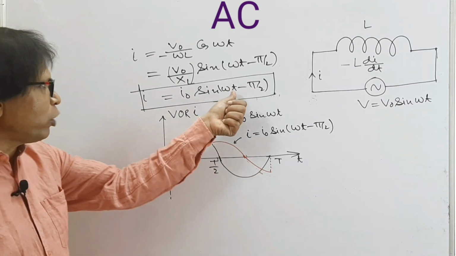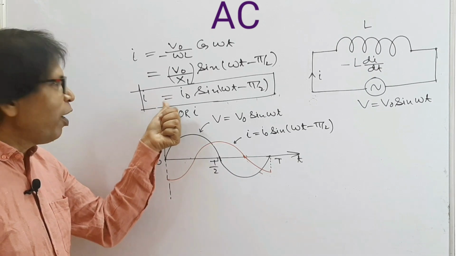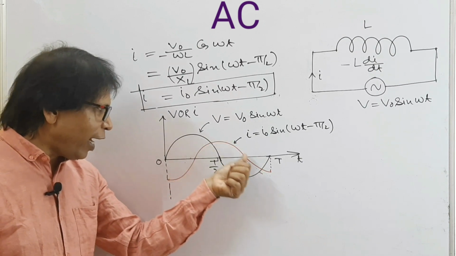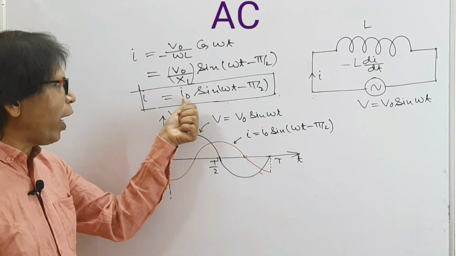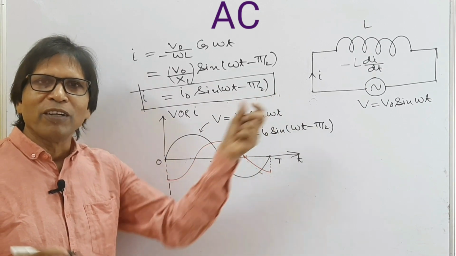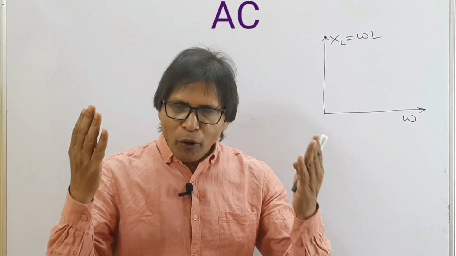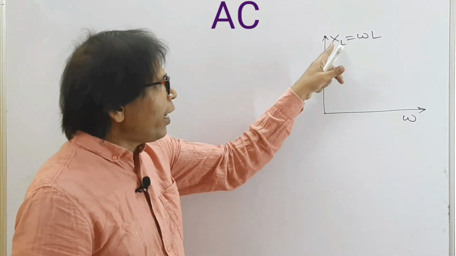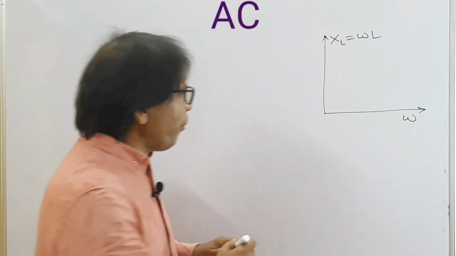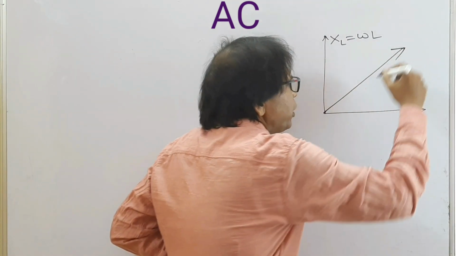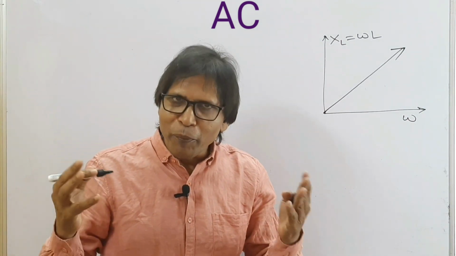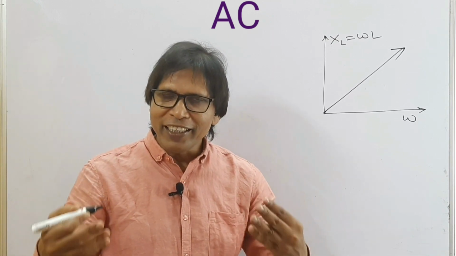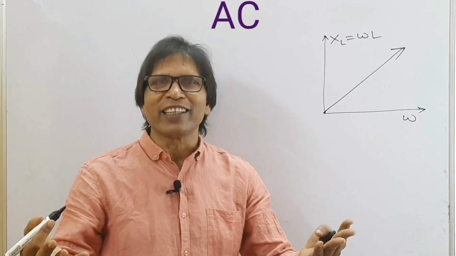Now when t is 0, look at this, the current is negative, this is the minus I naught. So this graph, the red line graph, represents I equal to I naught sin (omega t minus pi by 2). Now if we plot a graph between angular frequency omega and reactance omega L, the graph becomes a straight line passing through the origin. That is, when omega increases, the inductive reactance also increases. When omega decreases, the inductive reactance also decreases.